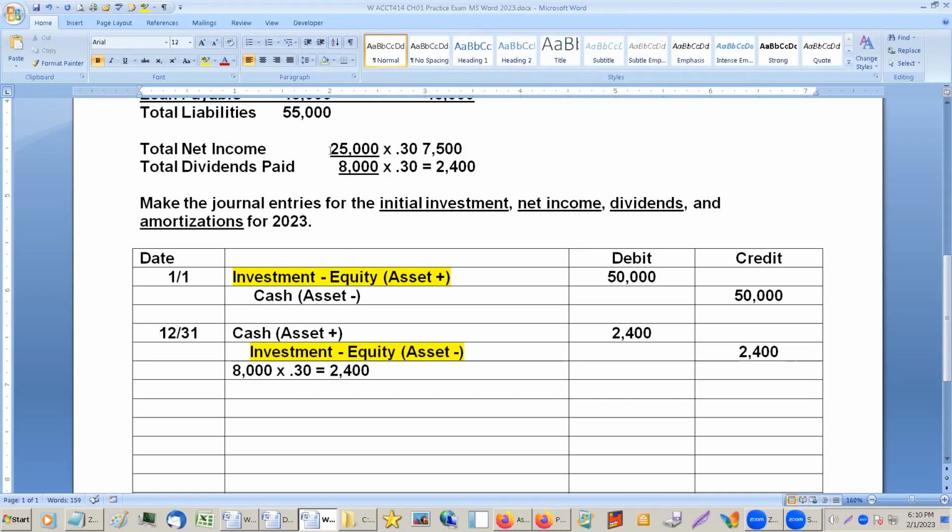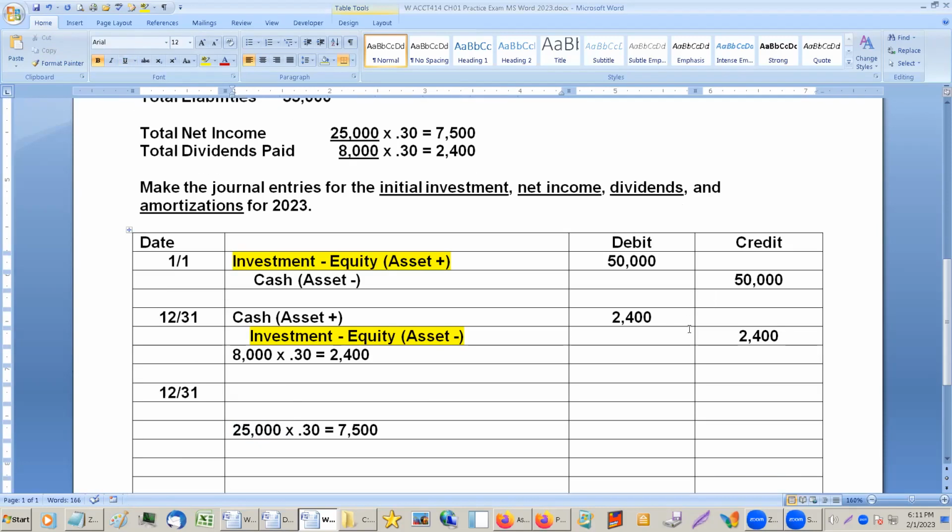Okay, so this would be our share of the income. Oops, an equal sign in there. So this will be our share of the income. Yeah, what would the journal entry be for that? Debit investment equity this time, and then credit investment income. Yep.